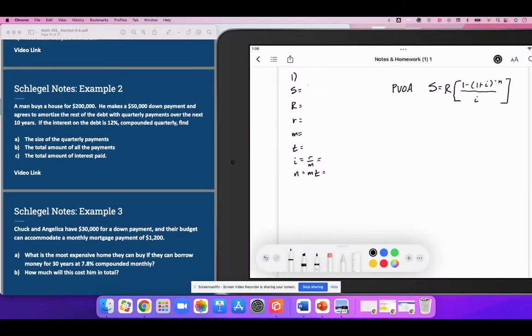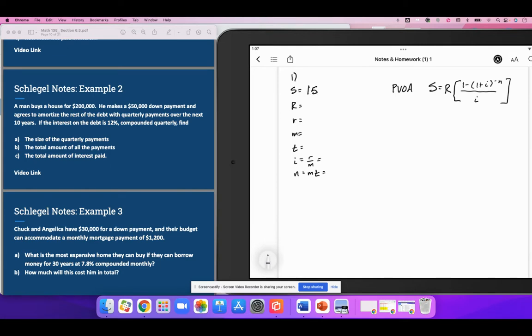Example 2, a man buys a house for $200,000. He makes a payment of $50,000 down and agrees to amortize the rest of the debt with quarterly payments over the next 10 years. If the interest rate is 12% compounded quarterly, that's a really high interest rate for a house. Find the size of the quarterly payments, the total amount of all the payments, and the total amount of interest paid. So he's buying a house for $200,000, but he put $50,000 down.